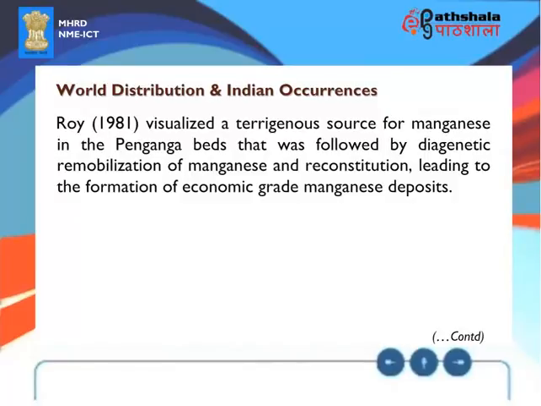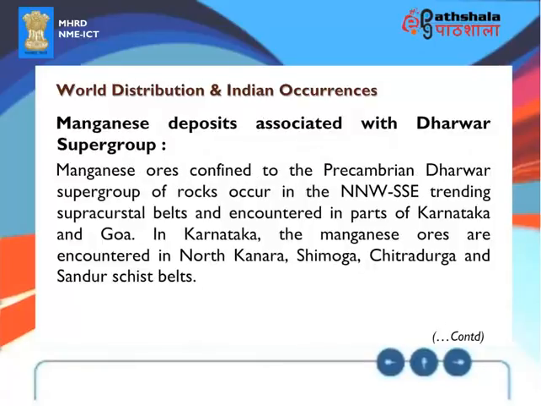Roy 1981 visualized a terrigenous source for manganese in the Penganga beds, followed by diagenetic remobilization of manganese and reconstitution, leading to the formation of economic-grade manganese deposits. Manganese deposits associated with the Dharwar supergroup. Manganese ores confined to the Precambrian Dharwar supergroup of rocks occur in north-northwest to south-southeast trending supracrustal belts and are encountered in parts of Karnataka and Goa.